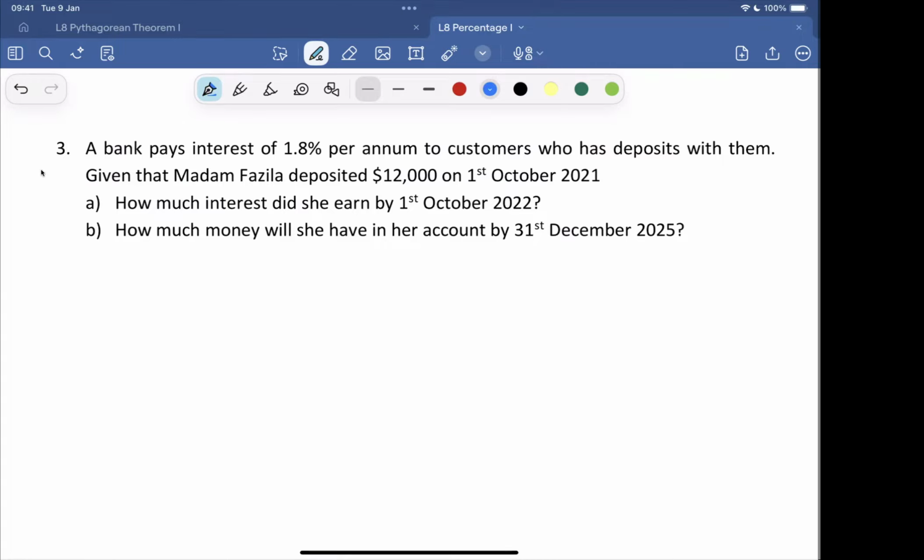So, what working should I do for part A? How much must she earn? What is the interest that she earns? Well, 12,000 times 1.8%. Sorry, say again. $12,000 times 1.8, just 1.8%. Very good.